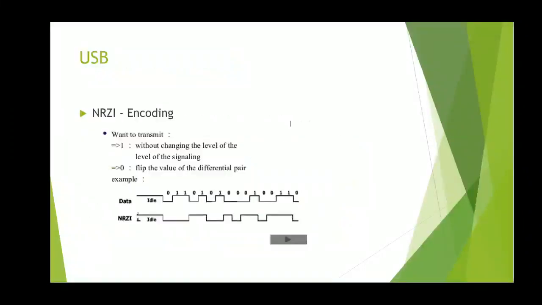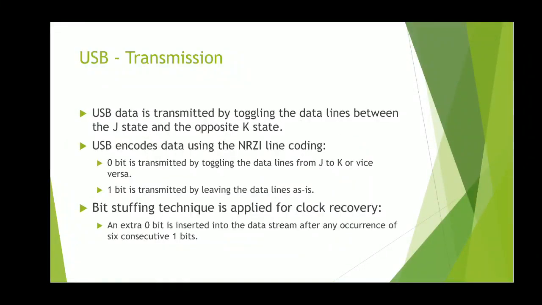For the USB data transmission, the non-return to 0 inverted line encoding is used. And in non-return to 0 inverted line encoding, a 0 bit is transferred by toggling the data line from J state to K state and vice versa. And a 1 bit is transferred by leaving the data line as it is. And we will discuss this NRZI line encoding in the next slide.